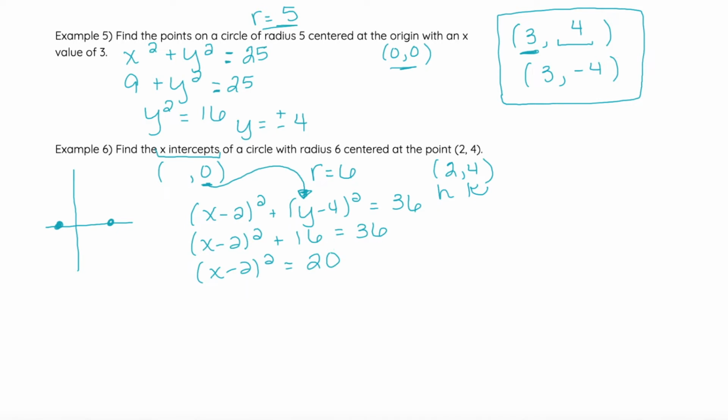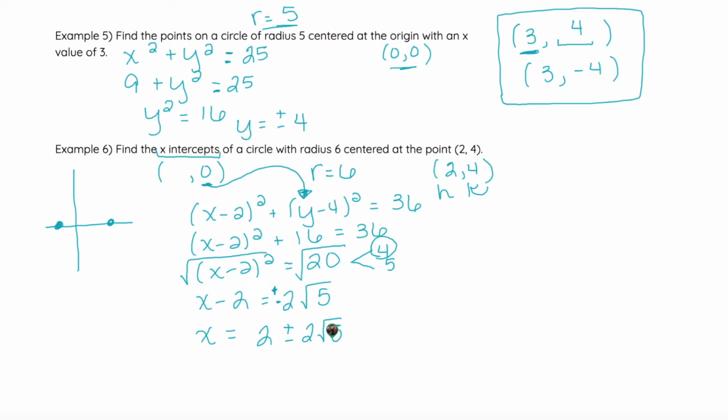Since 36 minus 16 is 20, I can undo my square by taking the square root of both sides. Therefore, I have x minus 2 is equal to the square root of 20. I know I could simplify the square root of 20 since 4 times 5 is 20, and I can take the square root of 4. Therefore, it would be plus or minus 2 square roots of 5 to reduce that radical. And then finally adding 2 to both sides, x has to be 2 plus or minus 2 square roots of 5.